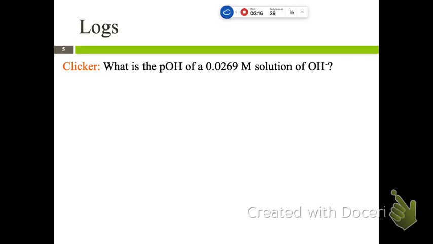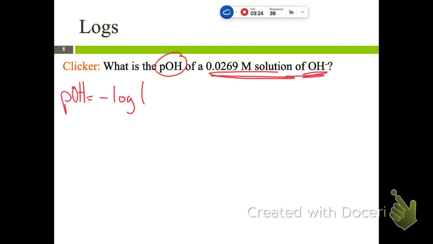All right. Robert, would you be willing to share how you answered the first part of this question? I took the negative log of the POH. So I'm going to change your wording just a little bit. We're finding the POH, so POH equals the negative log of the concentration of OH minus, which is that number you're talking about. Is that okay to change that a little bit? 0.269 molar. And what did you find numerically from that?